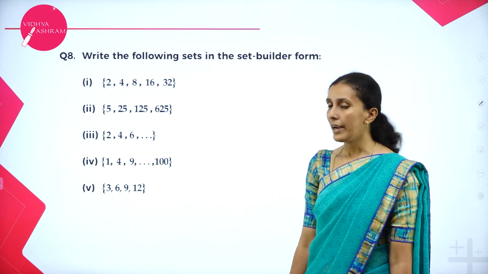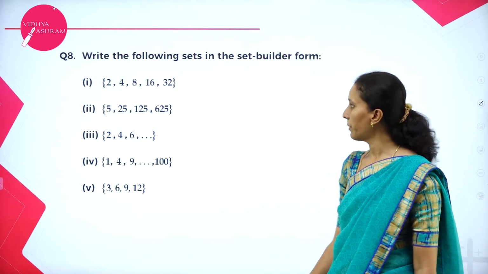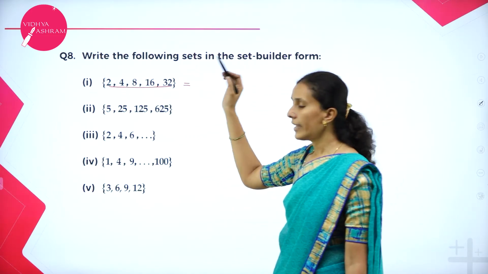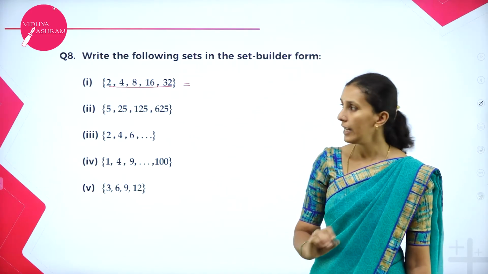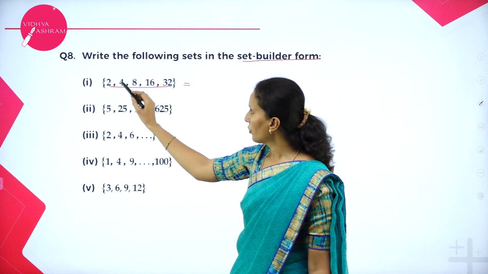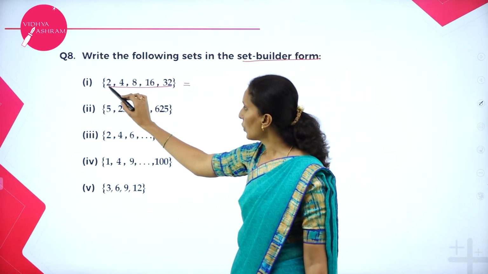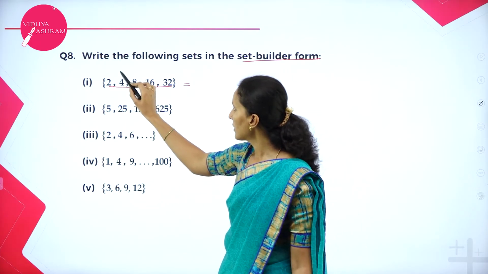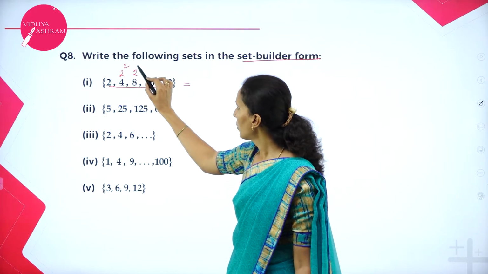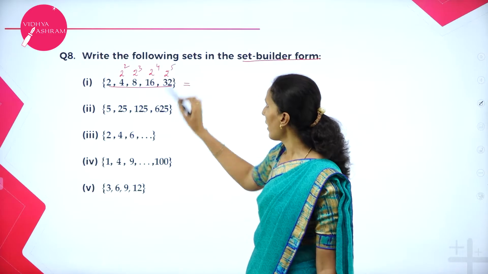Next we have: write the following sets in set builder form. So in set builder form, the elements are given. We have to write the property of the elements. What are the numbers given here? 2, 4, 8, 16, 32. What can you observe? Here 2 and here 4. This is nothing but 2 square. And 8 is nothing but 2 cube. 16 is 2 power 4. And here it is 2 power 5.